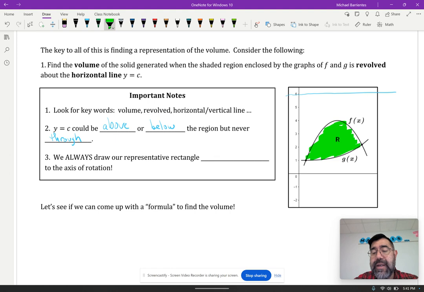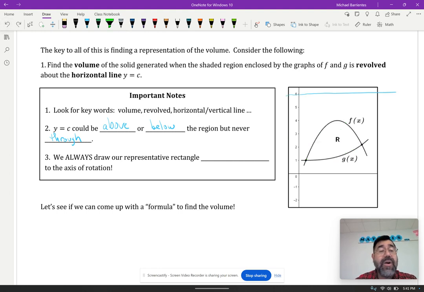It could be above, it could be about the line y equals 6, so it's going to revolve over and over. Or it could be revolved around this line, but we're never going to ask you to revolve it around a line that's in between, right? And I guess I should have switched colors, but I didn't. But yes, that's the key.